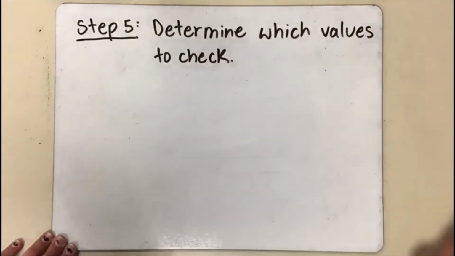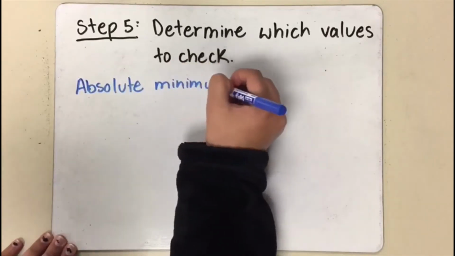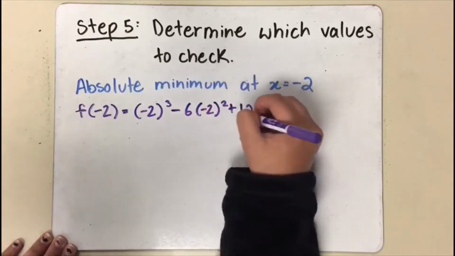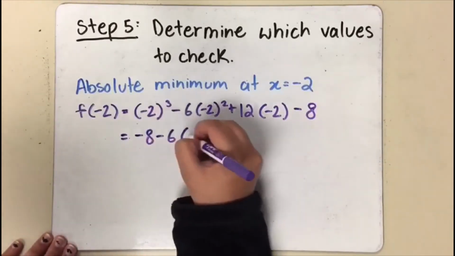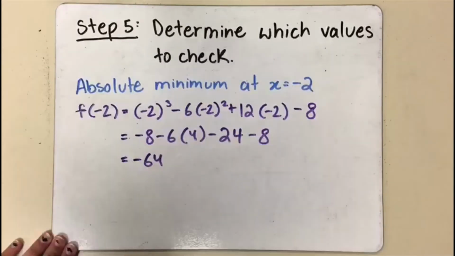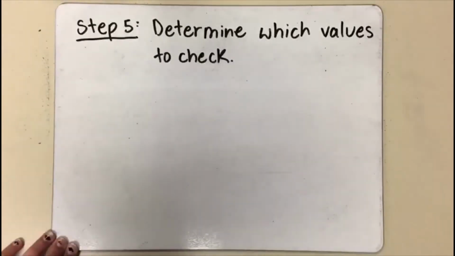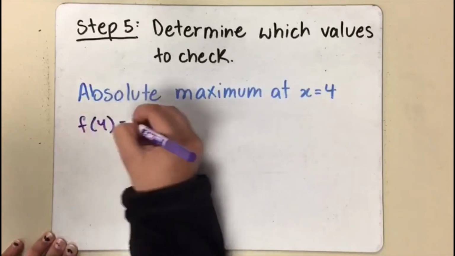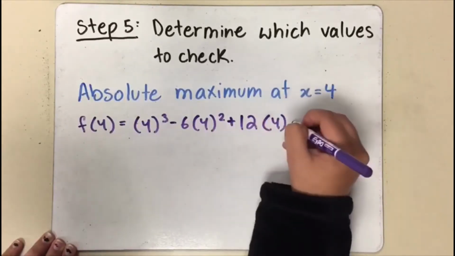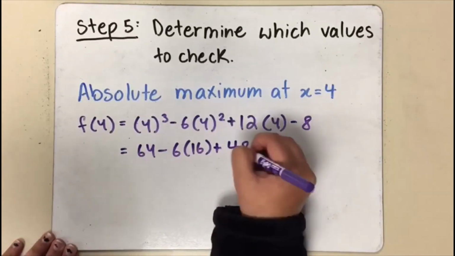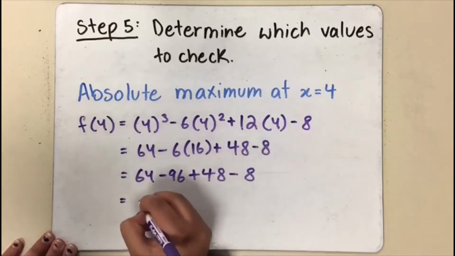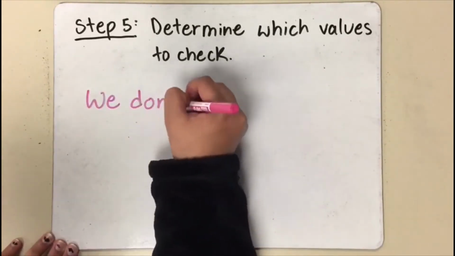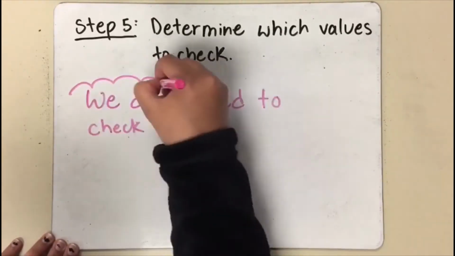We only need to check f of -2 and f of 4 because they are the absolute minimum and maximum as seen on the estimate of the graph of f. The absolute minimum at x equals -2 is f of -2, which is -64, and the absolute maximum at x equals 4 is at f of 4, which is equal to 8. We don't need to check f of 2 because f of 2 is not the highest point or lowest point as we can see on the graph of f.